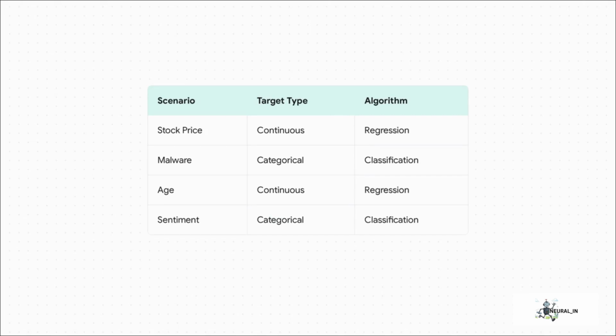Seriously, keep this table handy for your own projects. If you want to know how much, like a stock market price or age estimation, choose regression. But if you need to know what kind, like malware detection or identifying the emotion in sentiment analysis, you must use classification. Using the wrong algorithm is literally like trying to measure the temperature with a ruler. It just fundamentally does not compute.